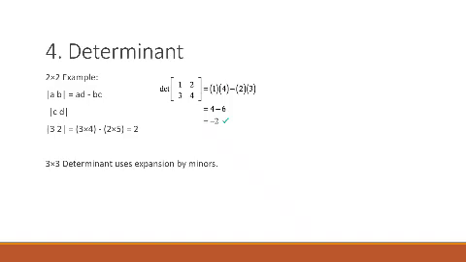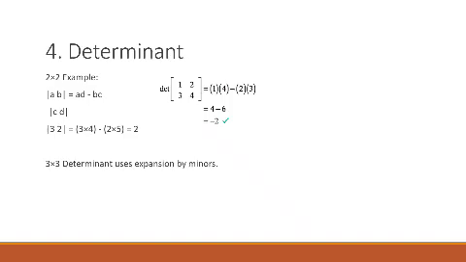Determinant. Determinant is a scalar value associated with a square matrix that provides important information about the matrix, such as whether it is invertible. Determinant is defined only for square matrices. If determinant of A is not equal to 0, the matrix is invertible. If determinant of A is equal to 0, the matrix is singular.